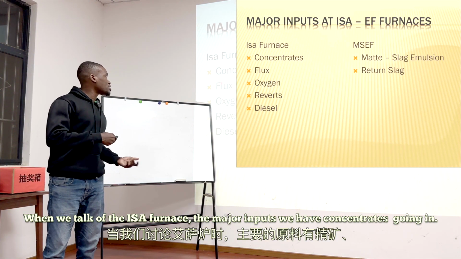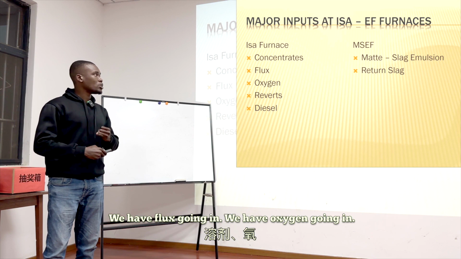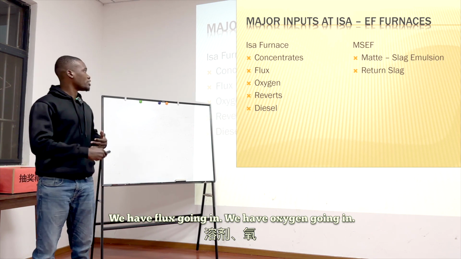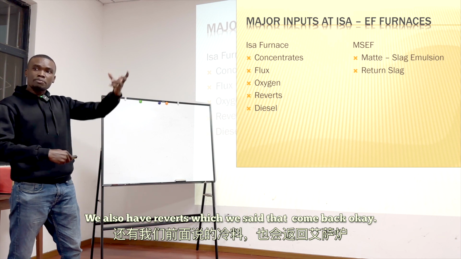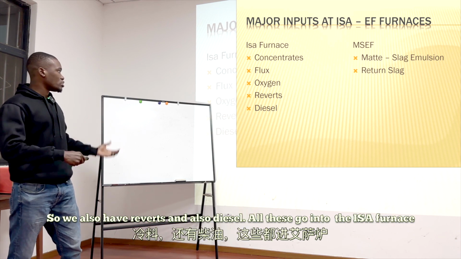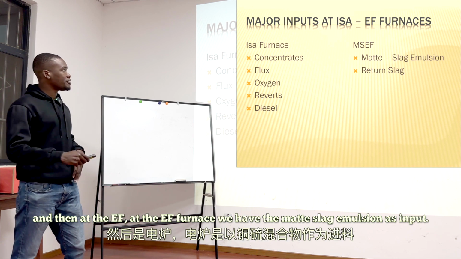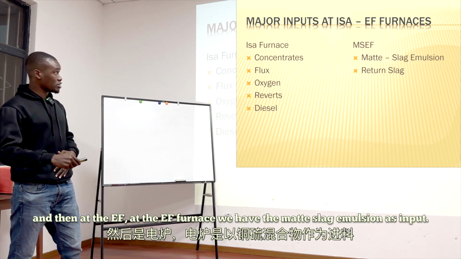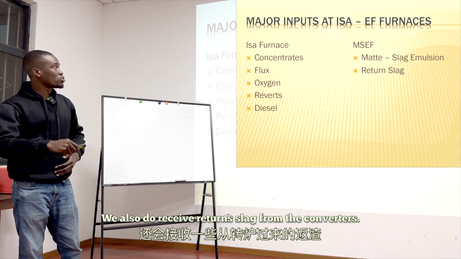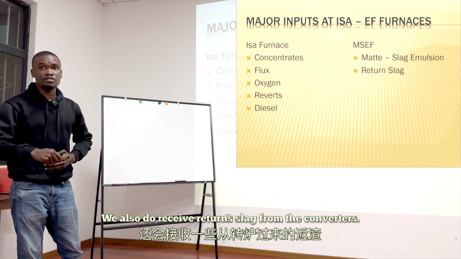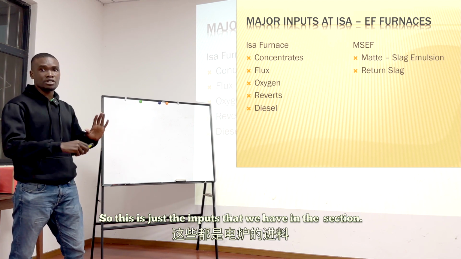When we talk of the ISA furnace, the major inputs, we have concentrates going in, we have flux going in, we have oxygen going in, we also have rivets, which we said come back, and also diesel. All these go into the ISA furnace. And then at the EF furnace, we have the matte slag emulsion as input. We also do receive return slag from the converters. So these are the inputs that we have in the section.